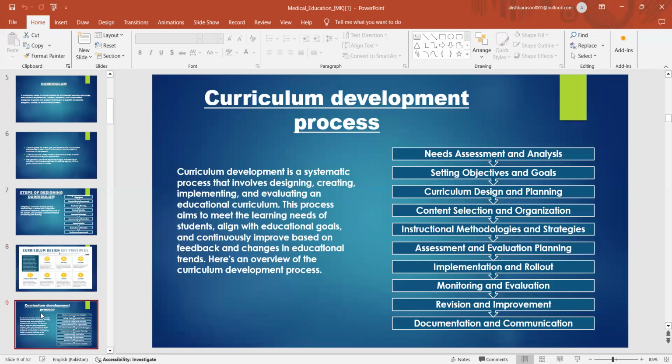The curriculum development process is a systematic process that involves designing, creating, implementing, and evaluating an educational curriculum. This process aims to meet the learning needs of students, align with the educational goals, and continuously improve based on feedback and changes in educational trends. Here's an overview of the curriculum development process. Needs assessment and analysis, setting objectives and goals, curriculum design and planning, content selection and organizing, instructional methodologies and strategies, assessment and evaluation planning, implementation and rollout, monitoring and evaluation, revision and improvement, documentation and communication.